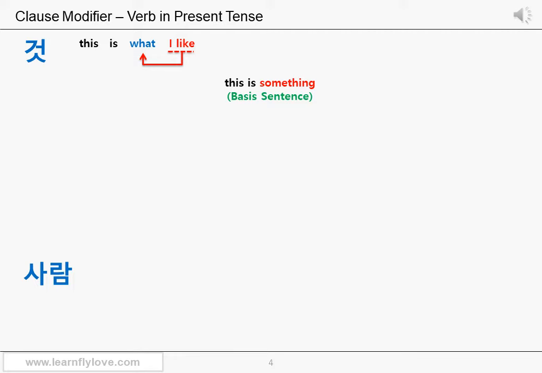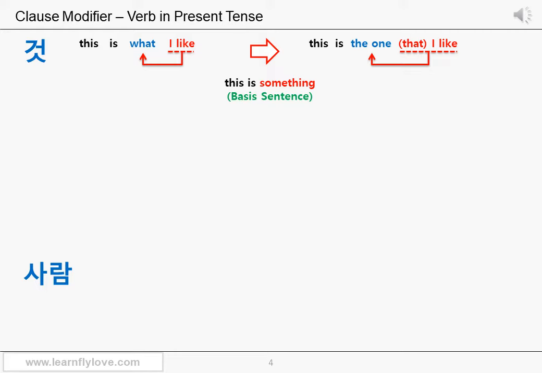I like part modifies what? Well, it actually does not, but we can say that based on the Korean grammar. Again, we can say I like part modifies what in this sentence, and we can translate this sentence based on that. Keep that in mind. So this is what I like means exactly the same as this is the one that I like. That I like part modifies the one, or this is something that I like. That I like part modifies something.